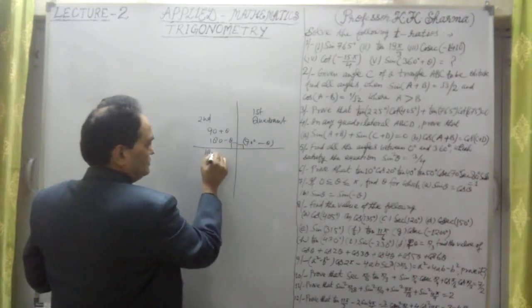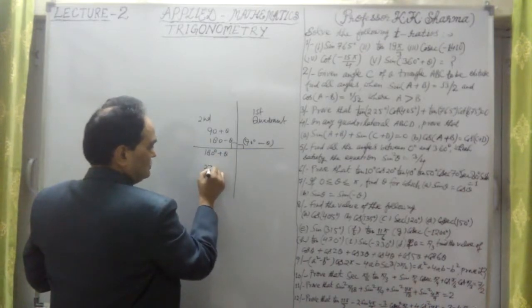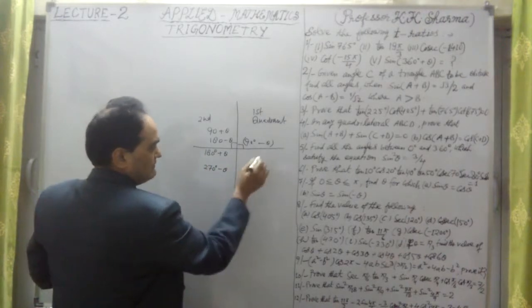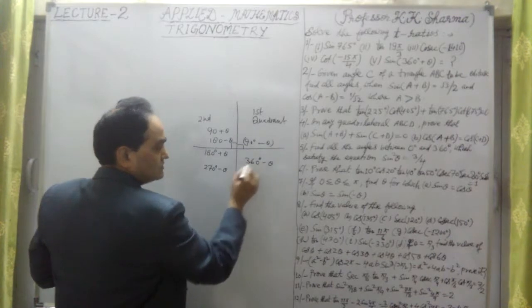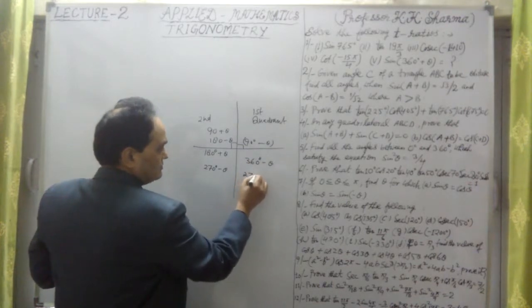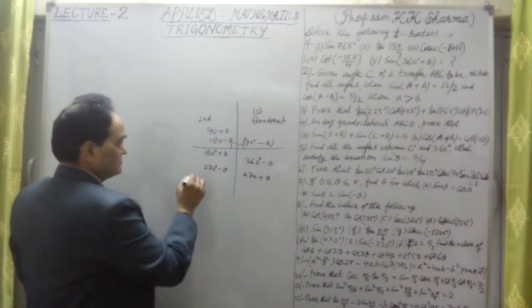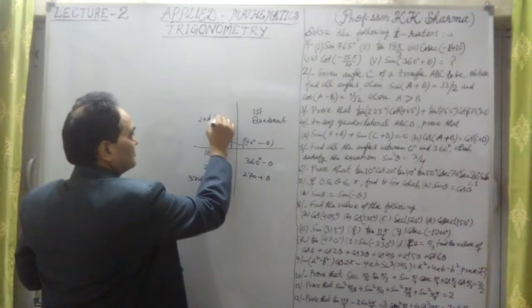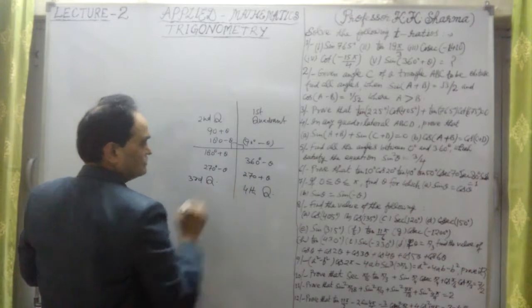Then 180 degree plus theta, this is in the third quadrant, and 270 degree minus theta, this is in the third quadrant. And the fourth quadrant is 360 degree minus theta and 270 degree plus theta. These angles are considered in the fourth quadrant. This is the third quadrant here, and this is the fourth quadrant here.